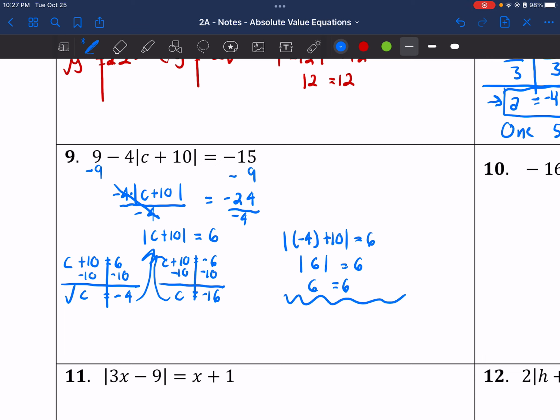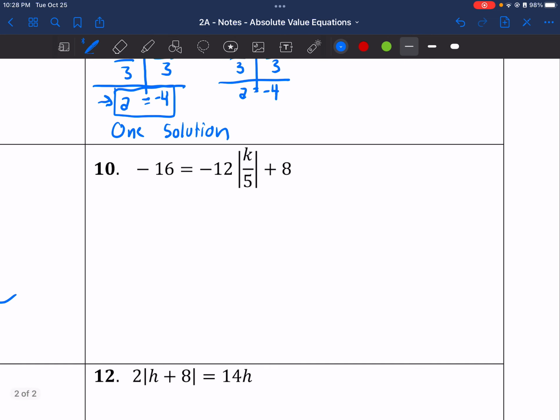Now we're going to plug in c equals negative 16. We're going to do negative 16 plus 10. The absolute value of negative 16 plus 10 is equal to 6. Negative 16 plus 10 is negative 6. So we get the absolute value of negative 6 is equal to 6. And the absolute value of negative 6 is just 6. Leaving us with 6 equals 6. And c equals negative 16 is a solution.